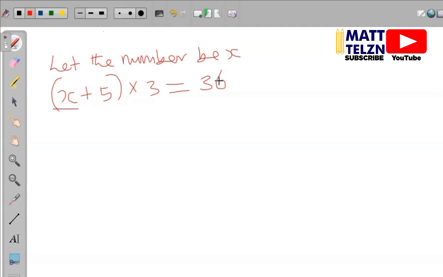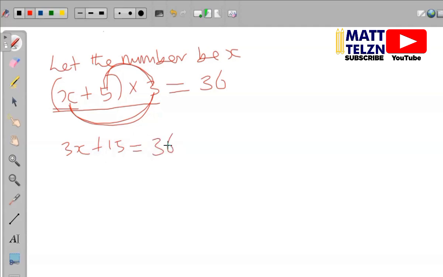Now we have an equation there. We are going to solve the equation. Now in solving this simple equation, you open the bracket by what is outside the bracket. That is, 3 will multiply x, the same 3 will multiply 5. So let's go there. So 3 times x, I'm going to have 3x. 3 times 5 plus 15 equal to 36.